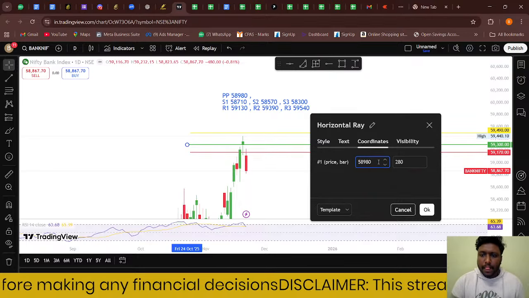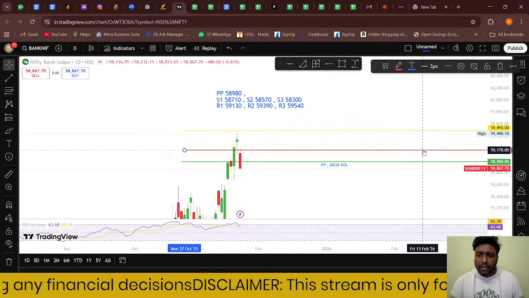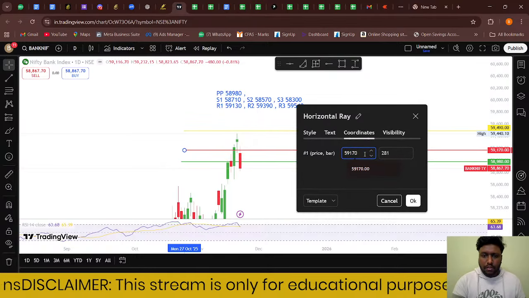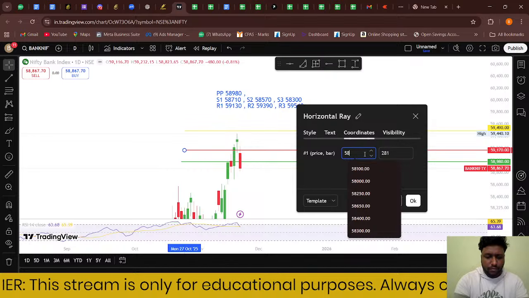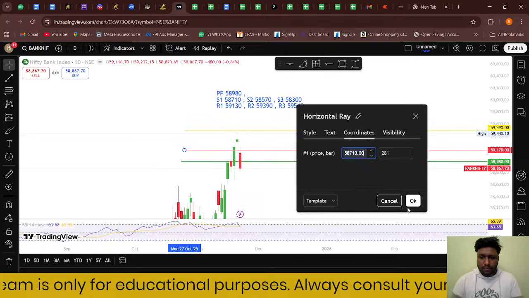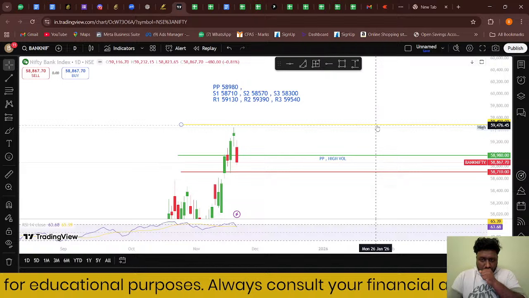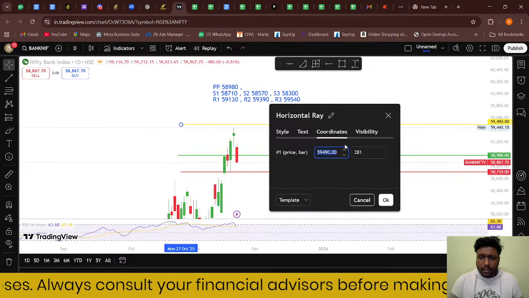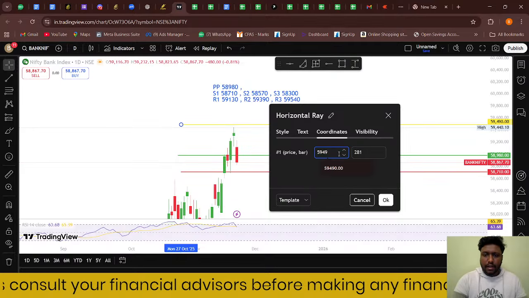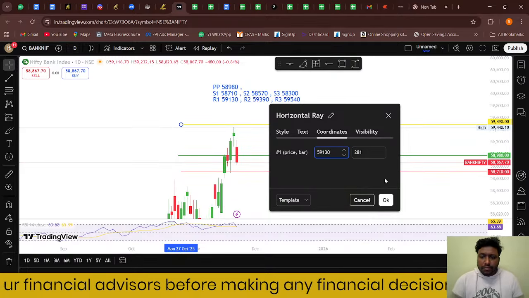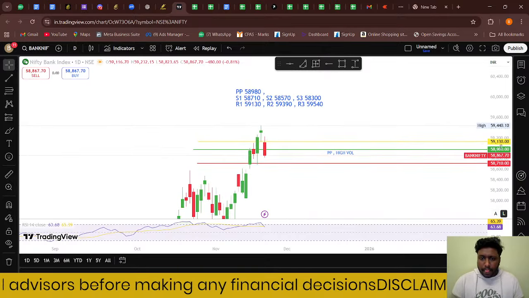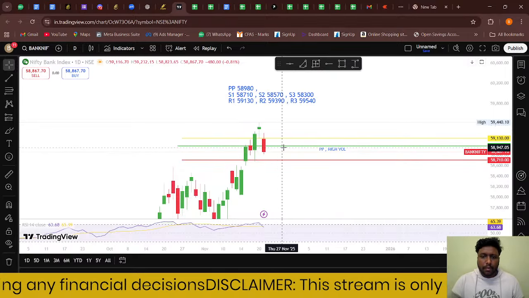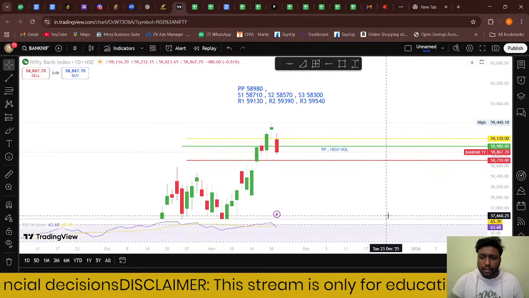58,980 is our pivot line for Bank Nifty, support 1 lies at 58,710, and our R1 lies at 59,130. So it is similar to Nifty 50. It is trading below our pivot line for the day, and we will wait for the opening to happen.